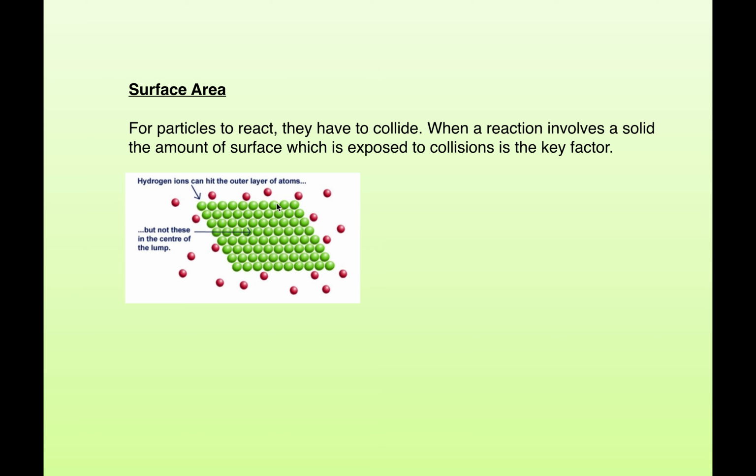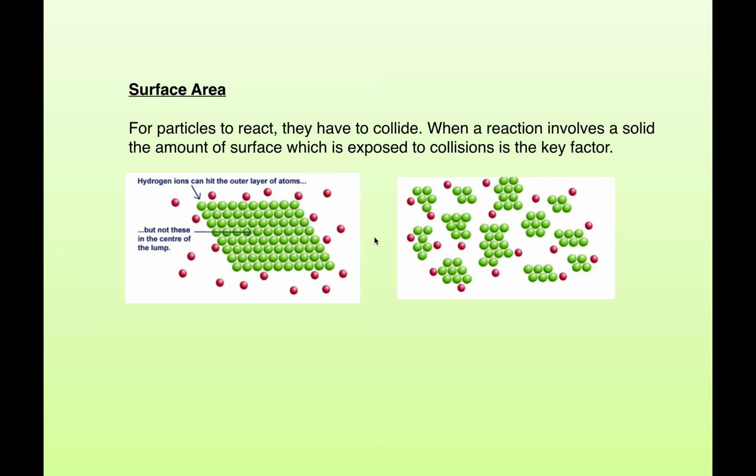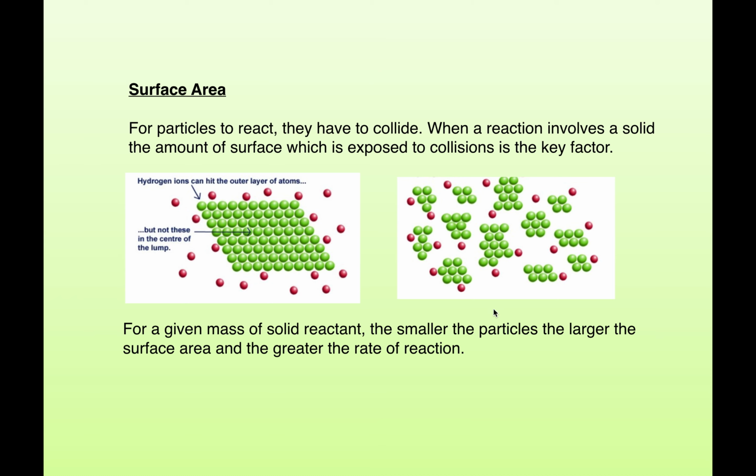Look at the following chunk of solid here. This green solid here is surrounded by hydrogen ions. So this could be a lump of metal, for example, and the hydrogen ions can only attack around the edges. But if we break the metal up into smaller pieces, now the hydrogen ions can attack many more of the metal atoms. Okay, so it's pretty obvious, isn't it?